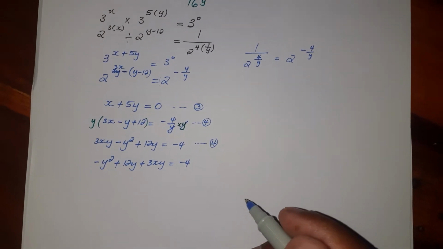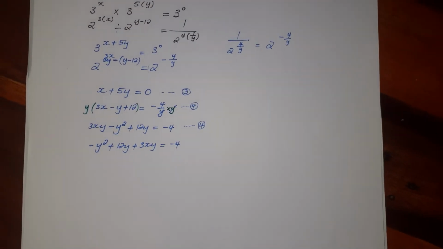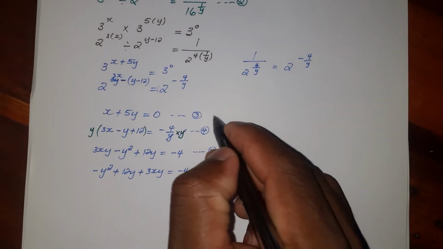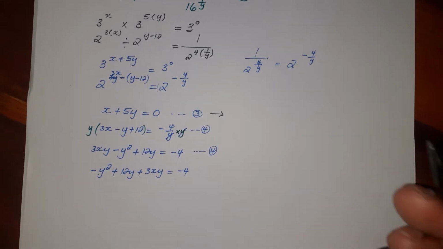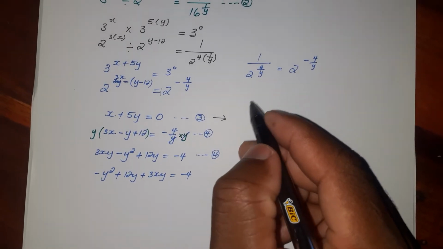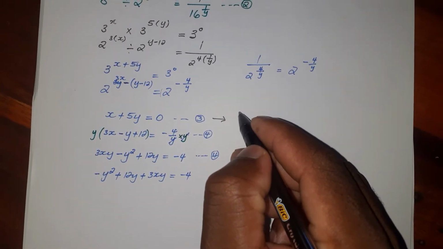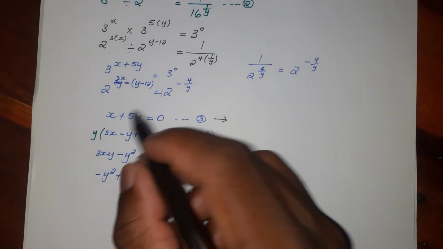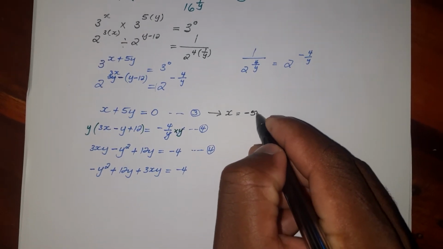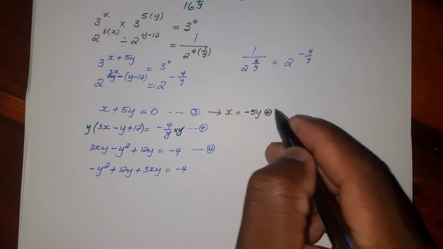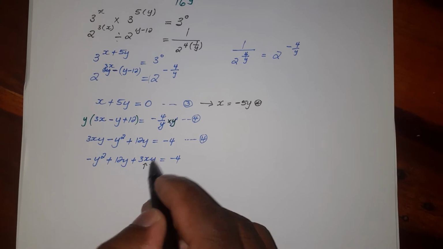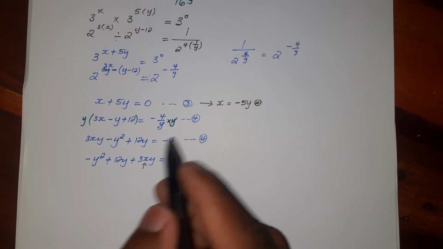Now what we can do here, let us use substitution. We can use the substitution method. This equation, we can rewrite it as, let's make x the subject of the formula. Then we're going to have x equals to minus 5y. This is a very important equation. I'm putting a star there. So where we have x here, we substitute in negative 5y.